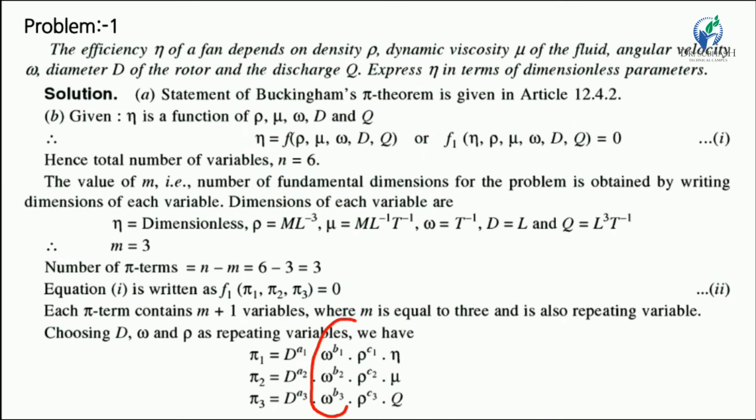Second repeating variable is selected from the category of fluid flow property. The flow property is defined by the velocity. So here angular velocity is the second repeating variable, and the third repeating variable is considered from the category of fluid property. Fluid property is defined by the viscosity and density. So here we select the density as the third repeating variable.